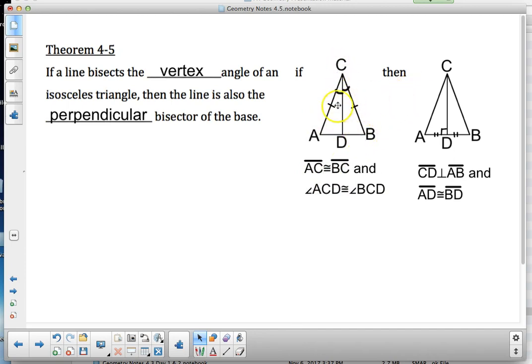Then, if that is true, that line that does the bisecting of this vertex angle is perpendicular to the base, and it splits the base into two equal parts. Okay, so if a line bisects the vertex angle of an isosceles triangle, then the line is also the perpendicular bisector of the base. So not only is it perpendicular to the base, but it's bisecting the base where AD and BD are congruent. So keep that in mind. It's a nice little extra on a theorem as we're thinking about what's going on. So this is theorem 4.5. If a line bisects the vertex angle of an isosceles triangle, then the line is also the perpendicular bisector of the base. And this is what it looks like.